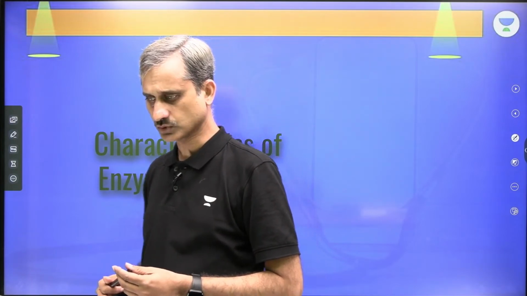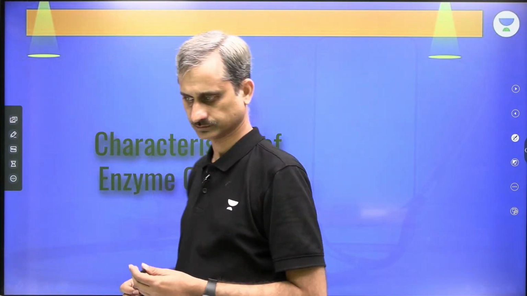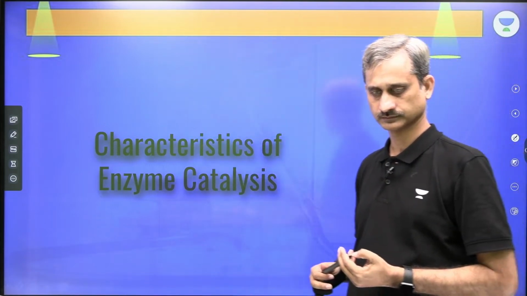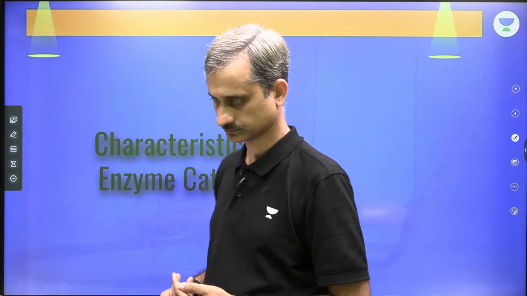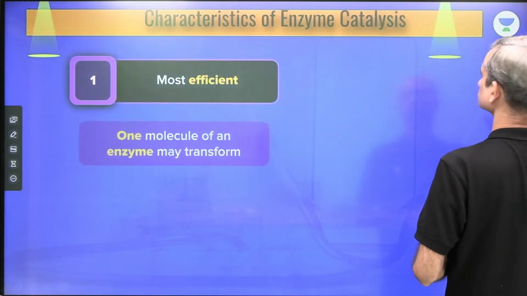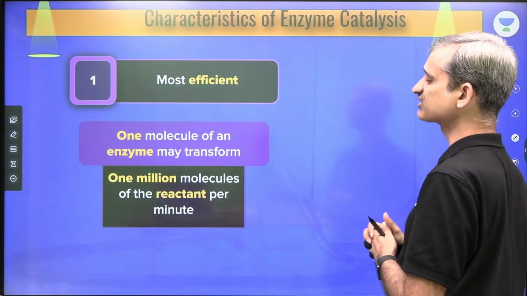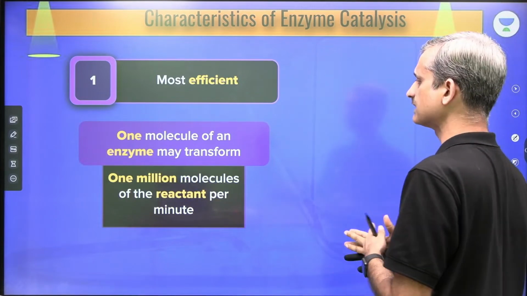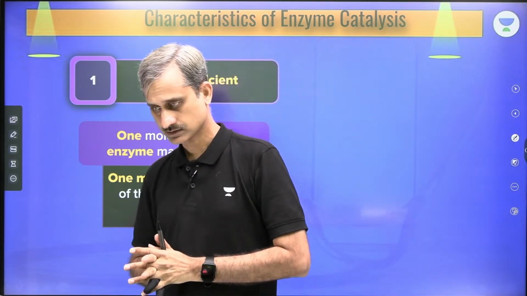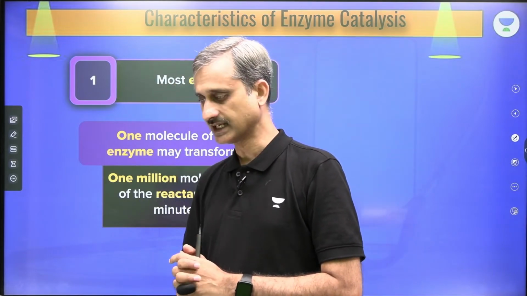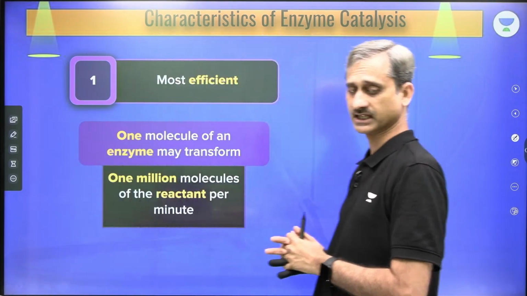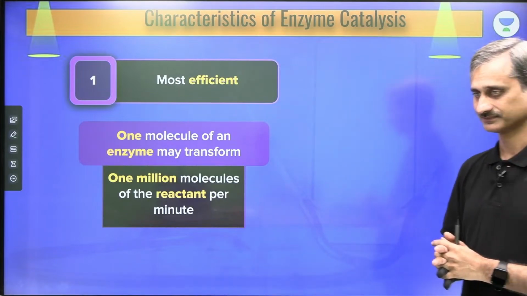Rimi, what exactly do you want to know? Enzyme catalysis is extremely efficient. One molecule of an enzyme may transform 1 million molecules of the reactant per minute. Well, Ananya, that's a good information, but that's not going to be required in your NEET examination, because in chemistry we do not talk about this information.